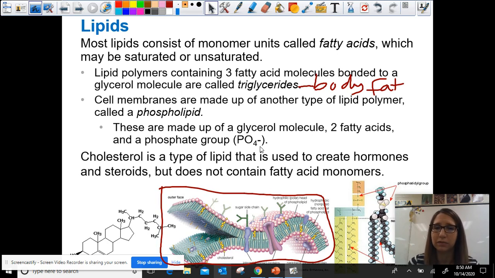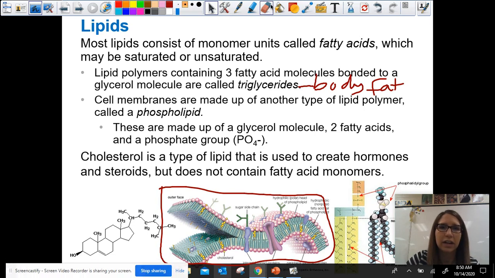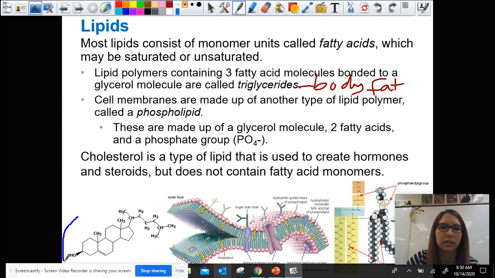Cholesterol is another type of lipid. This is used to create hormones and steroids. It does not contain fatty acid monomers. And actually, cholesterol, if I scoot down here, is this molecule right here. So this over here is actually our cholesterol molecule. Okay, so notice there are no fatty acid chains with that.